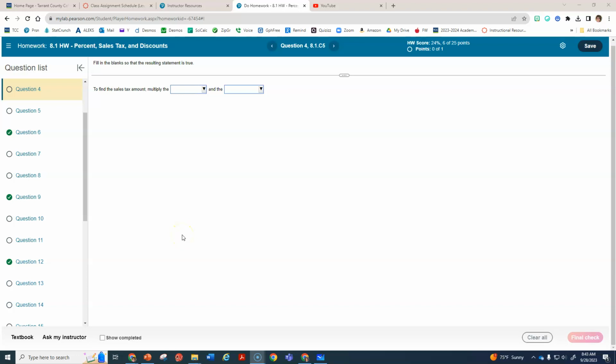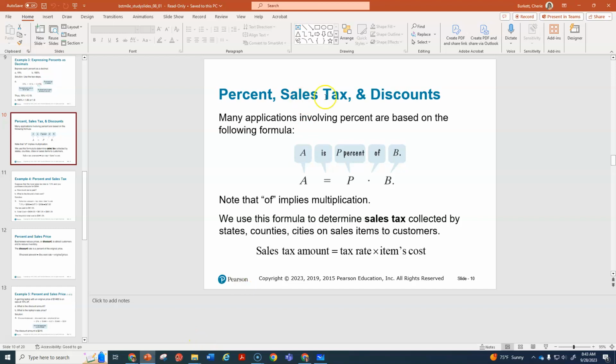Okay, I've jumped back to problem number 4. We're going to look at 4 and 5. They're talking about sales tax. So I'm going to jump over to the study card that I have provided for you on Canvas.